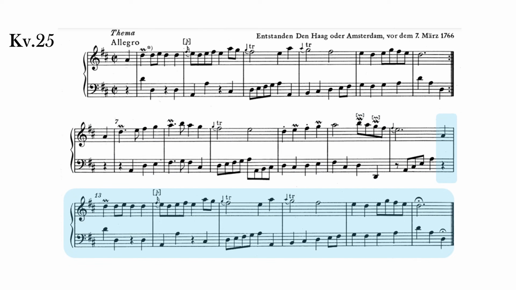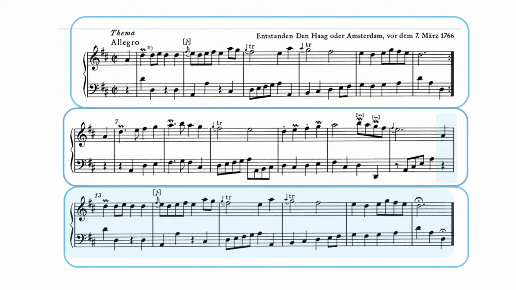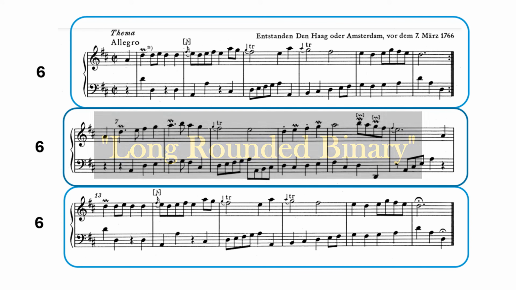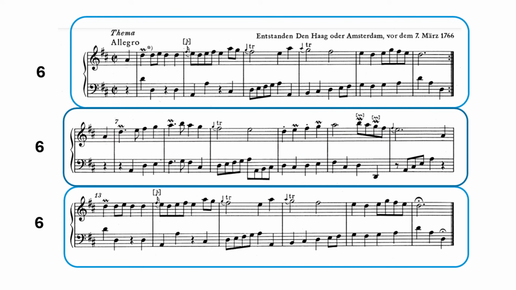And finally, the reprise of the initial theme, which could be varied, but in this case is literal. This is what I call the long rounded binary form, in which every section has the same or close number of measures, but there are other possibilities as well.